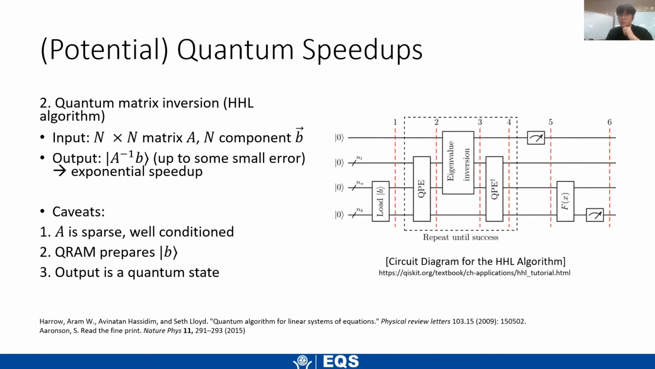And b needs to be prepared with something called a QRAM. So it's an efficient way to load classical data onto a quantum state. And the output also is a quantum state. So in order to extract some classical information, we need to measure it. And the circuit diagram is shown on the right.